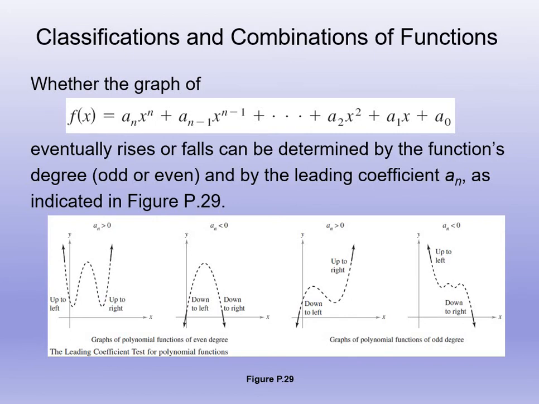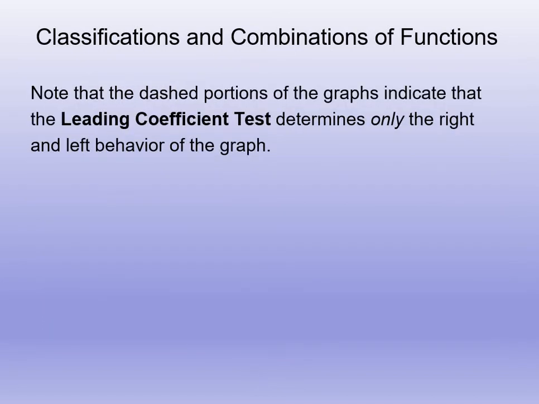If an is greater than 0 in that case, it's going to be down on the left and up on the right. If an is less than 0, it will be reflected: up on the left and down on the right. So those are the rules for the leading coefficients on our polynomials here, and it depends on whether we have an odd exponent versus an even exponent, or power, is really what we're talking about there.